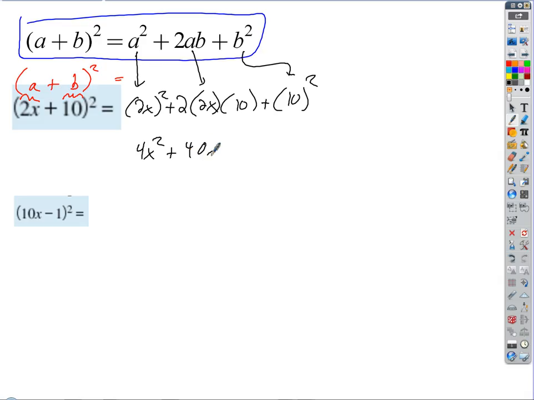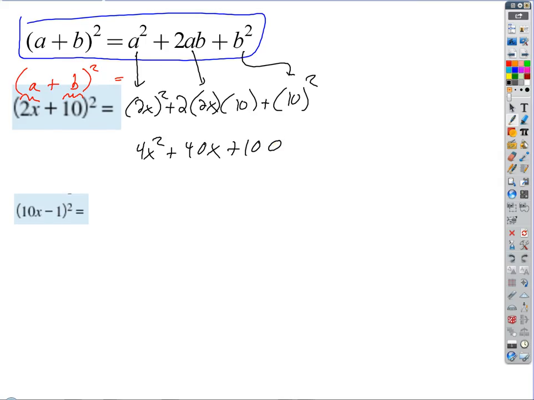40x. Right? And then 10 squared is 100. Right? No big deal. Okay? It's always just going to be the first thing squared plus 2 times the first times the second plus the second thing squared. Right? How about this one down here?